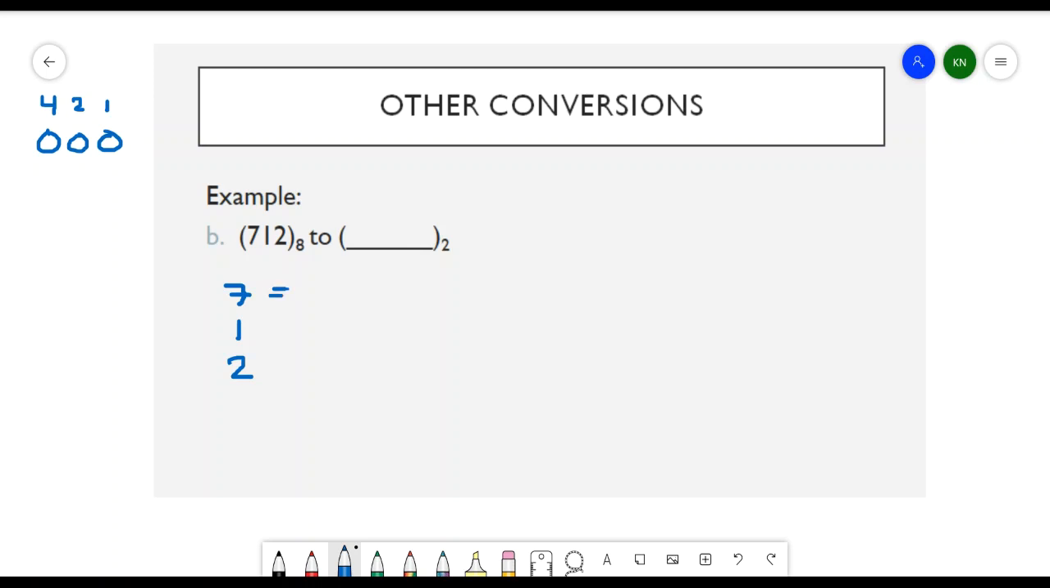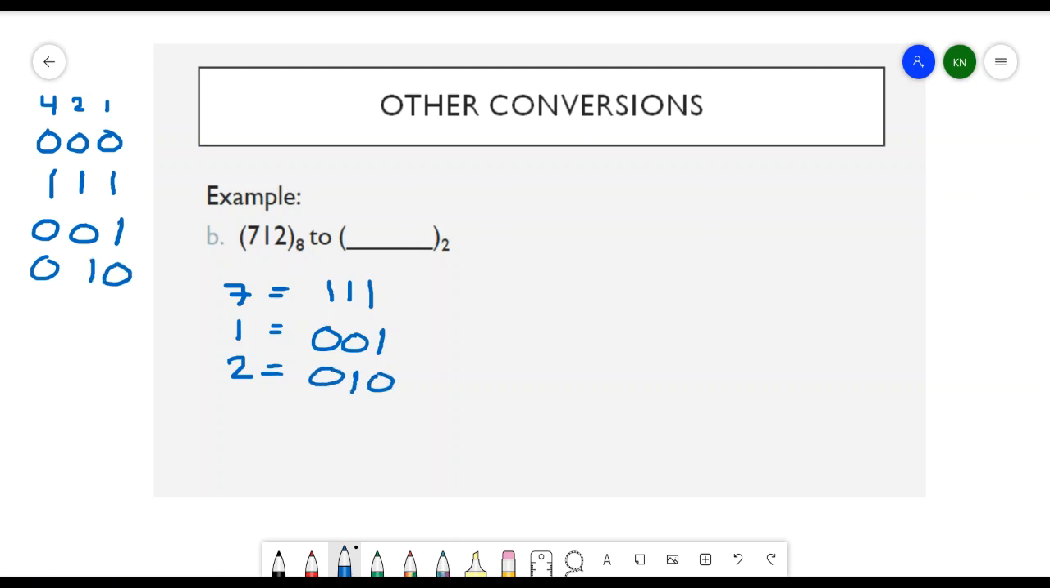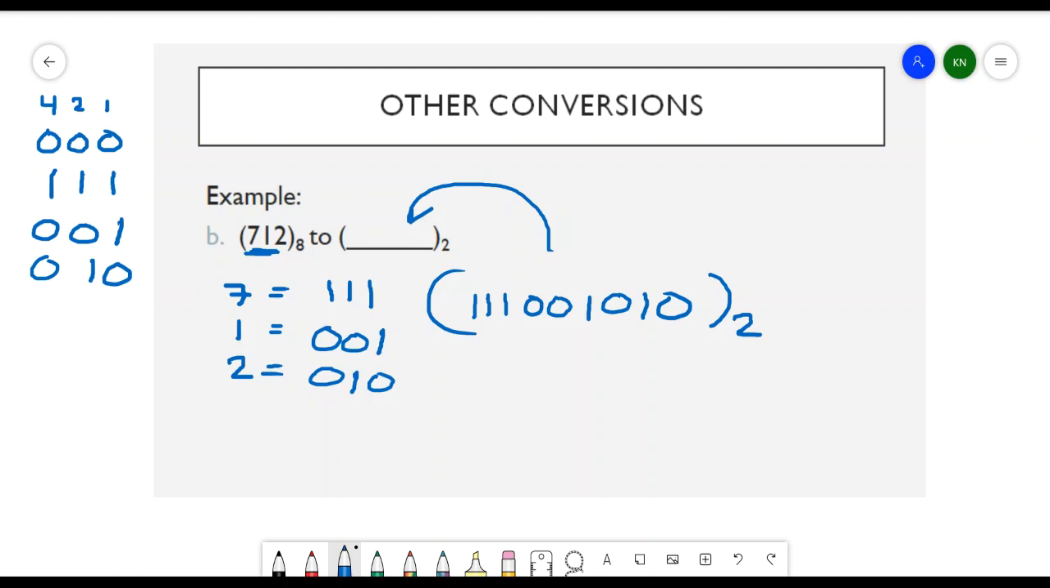So 7, if you try to on 4, that is still 4 plus 2, 6 plus 1, 7. So meaning to say 1, 2, 3. These are all on. Now for 1, 1, 2, and only 1 is on. So 0, 0, 1. For 2, we have 0, 1, 0. Now combining this, we have 1, 2, 3, 0, 0, 1, 0, 1, 0. This is now the binary equivalent of 712 in binary.